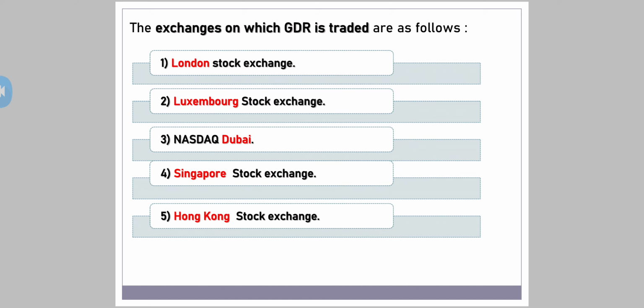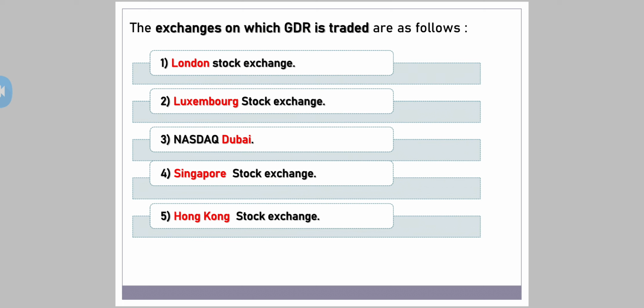See, the stock exchanges on which GDR is traded are as follows. Now, global depository receipts: if you are trading in America, it's American depository receipts. Apart from American depository receipts, all the other receipts are considered global depository receipts. They are traded on the London Stock Exchange, Luxembourg Stock Exchange, Nasdaq Dubai, Singapore Stock Exchange and Hong Kong Stock Exchange. These are the 5 stock exchanges where Global Depository Receipt GDR is traded.